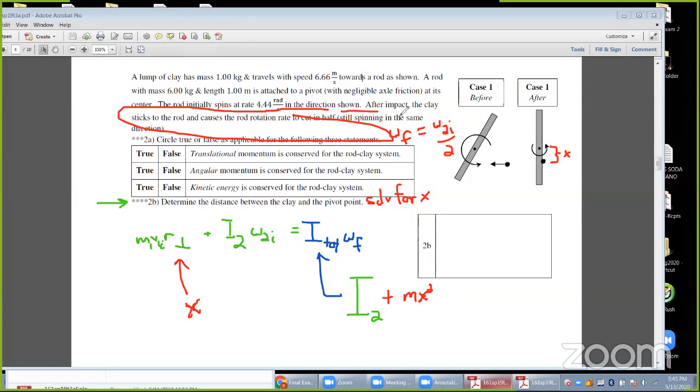And it's still spinning in the same direction. So that means it's still positive. All right. I just babbled a bunch. Is that okay? Is this helping? I'm going to stop this. Well, yeah. I'm going to stop the share for a second.